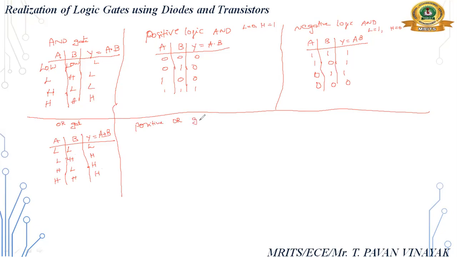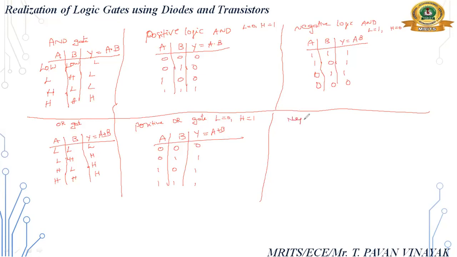Positive OR gate. So L is equal to 0, H is equal to 1. So A, B, Y is equal to A plus B. So 0, 0, 0, 0, 1, 1, 1, 0, 1, 1, 1, 1.